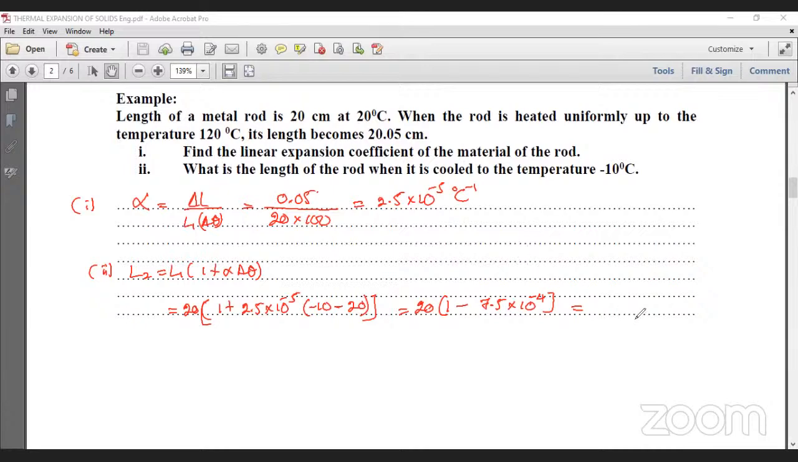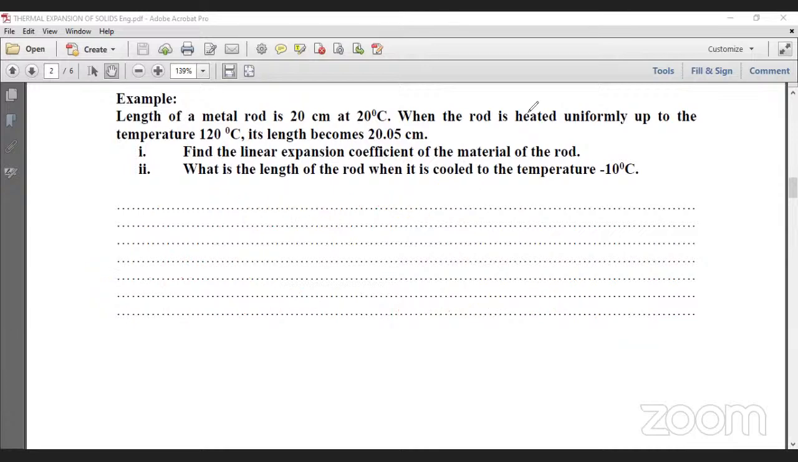The answer you can get is 19.985. Right, that is in centimeters. Okay, that small amount it is. So on this day you need to write it. Calculate all this and then go to the next one.